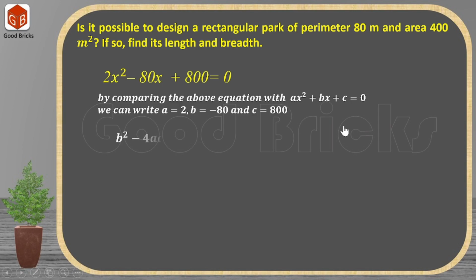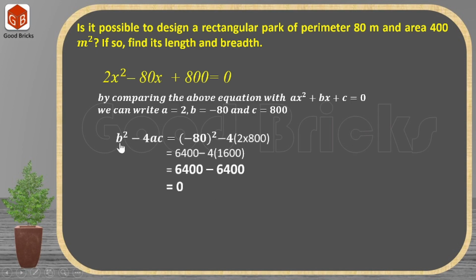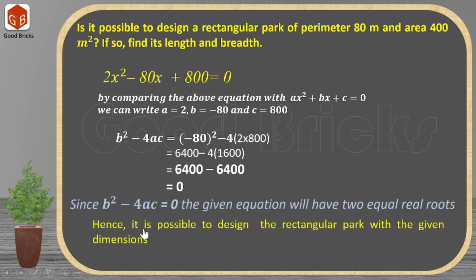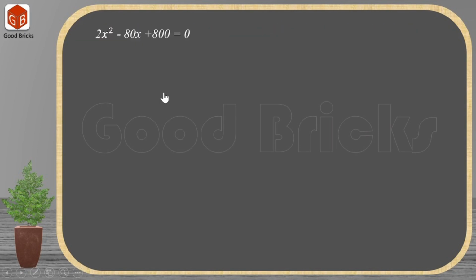So first of all, using our discriminant formula, we need to find the value of b square minus 4ac, and we got the value is equal to 0. Since b square minus 4ac is equal to 0, we can say this particular equation has two equal real roots. Hence we can say it is possible to design the rectangular park with the given dimensions. Since this particular equation has two equal real roots, let us find the roots.